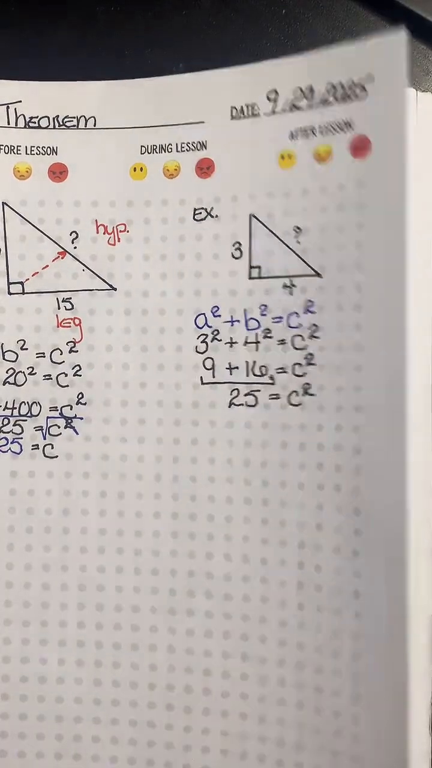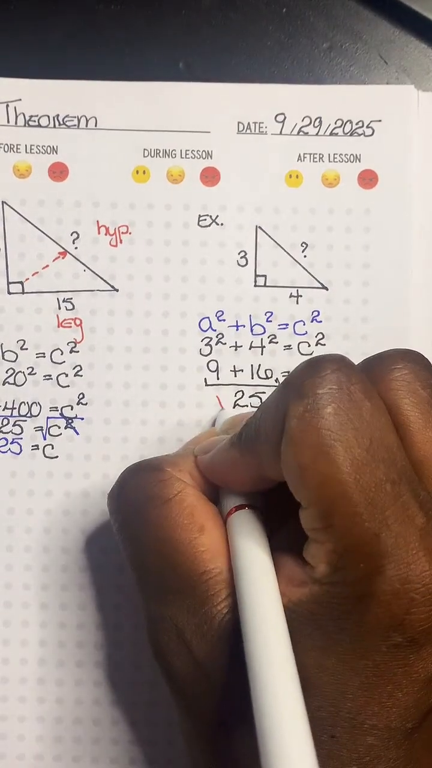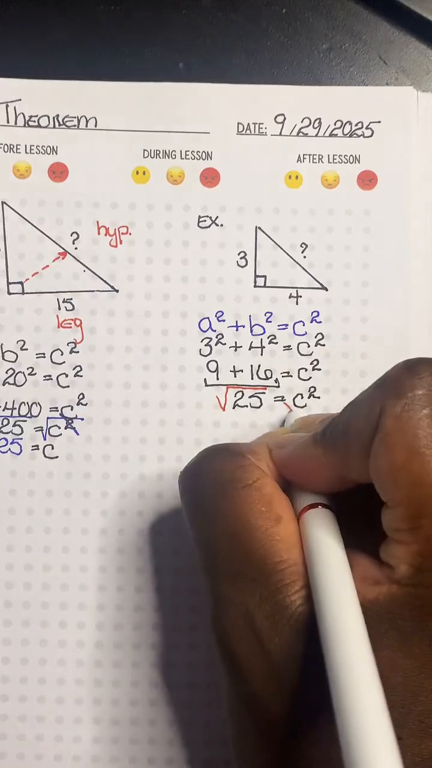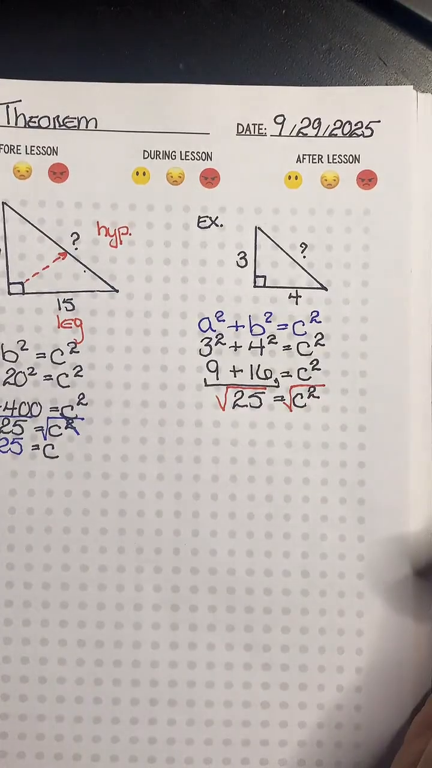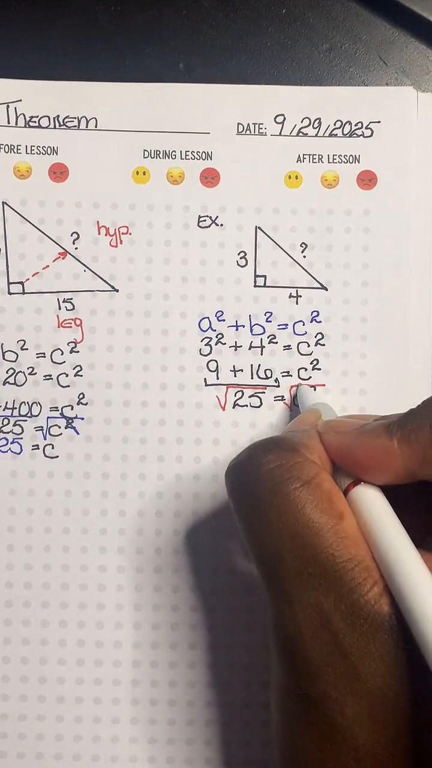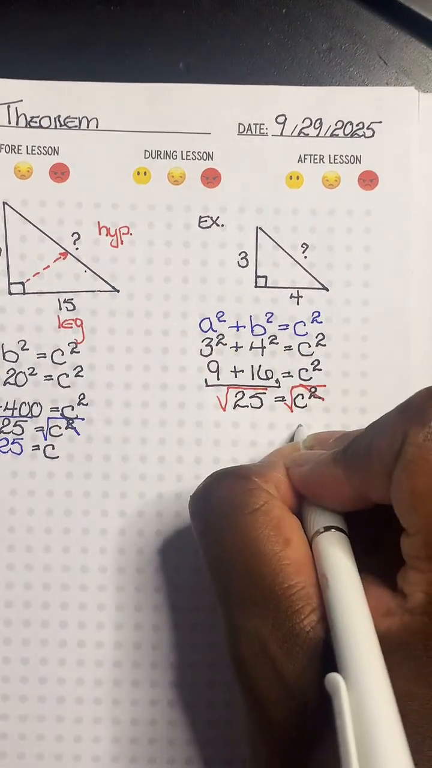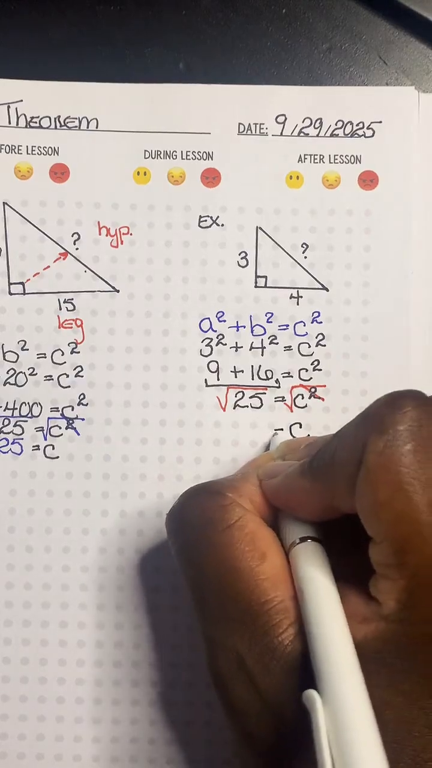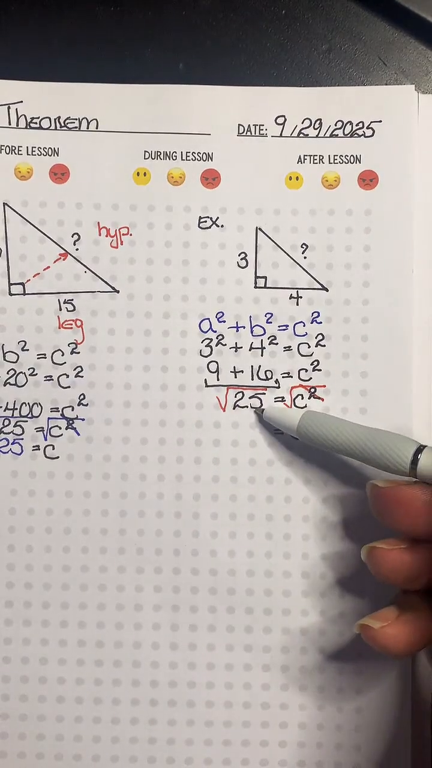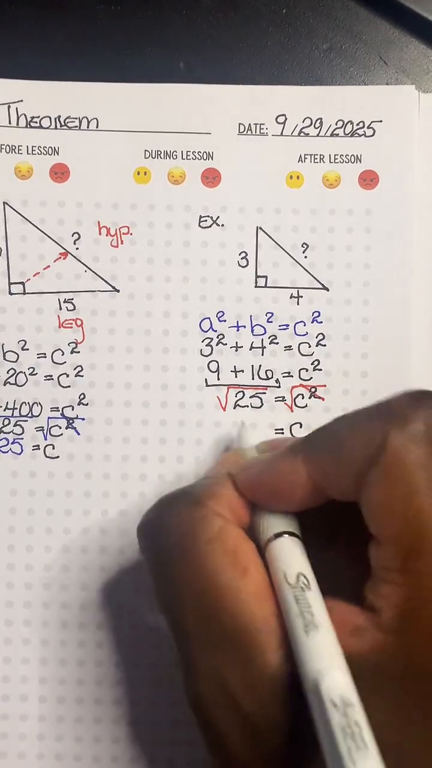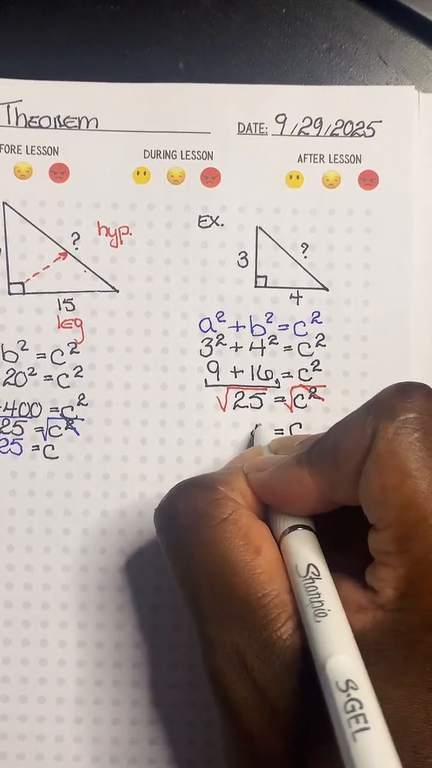Again, if I want to get rid of the square, I have to do the inverse, which is the square root. So the square root and the square will cancel out. So now I can bring my c down equals, and we got the square root of 25. Square root of 25 will give me 5.